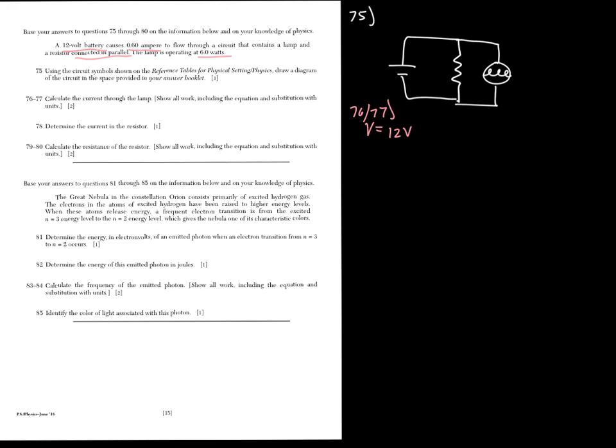Voltage is equal to 12 volts. We have current as 0.6 amps, and our power is 6 watts. We need the current through the lamp. Okay, keep in mind that this 0.6 amps is before it splits up, because now it's going to split up into two smaller currents right here, because this is a parallel. Current splits up here.